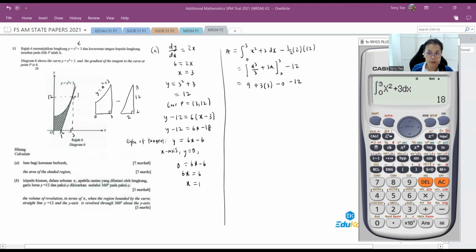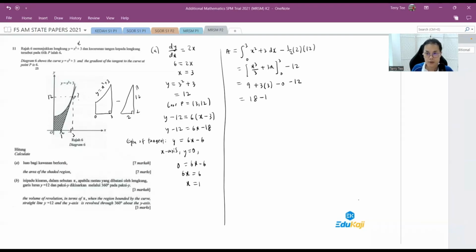You can see a 9 plus, this is 3 times 3 is 9 as well. Yes, obviously it's 18. You minus 12. Your area should be 6. Okay. Yeah, it's quite long for 7 marks.